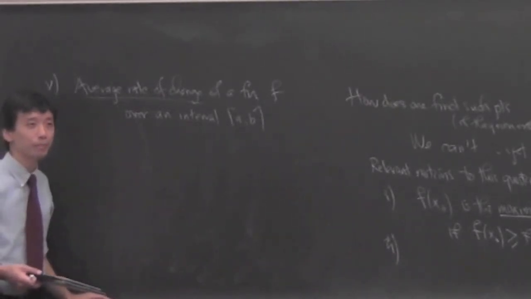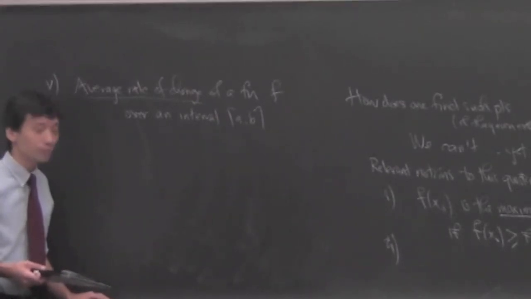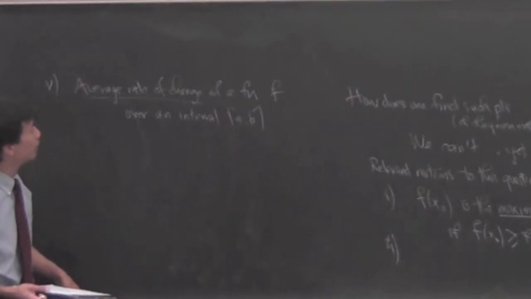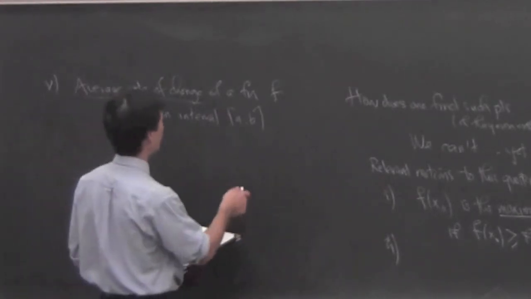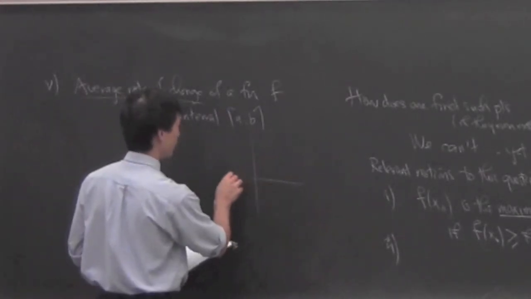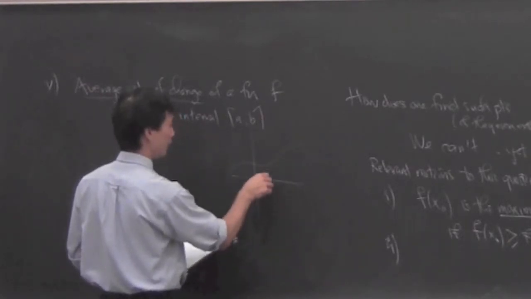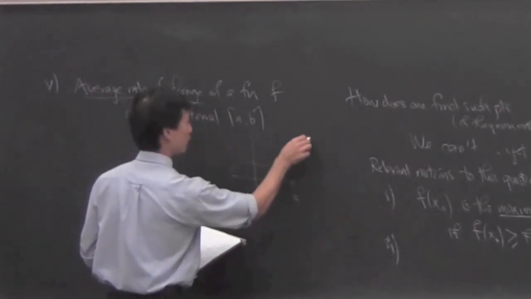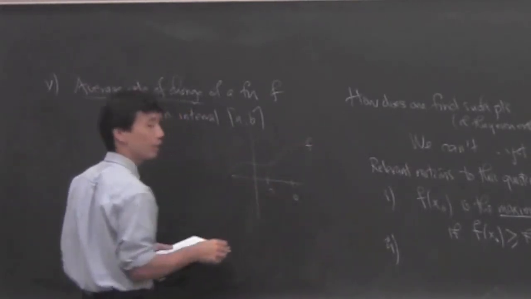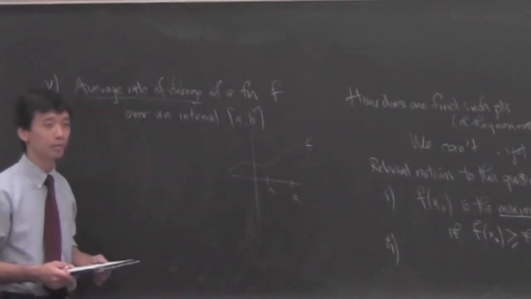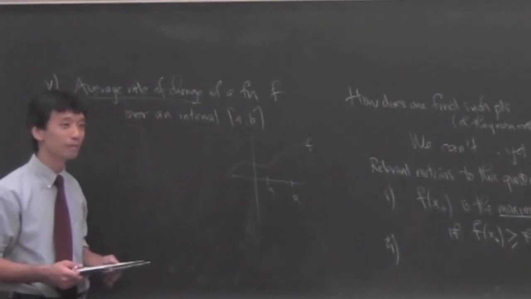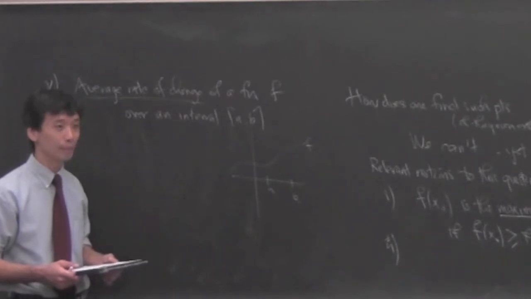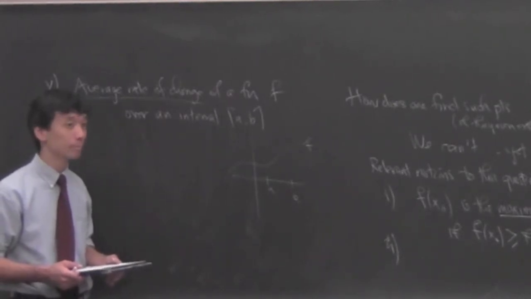Does anyone know it? How do we define the rate of change, Carol? The change in x or the change in y? The change in what? So here you have your function, and here's a, b. Here's your function f, your graph of f. In the textbook, it was f of a minus f of b over a minus b.